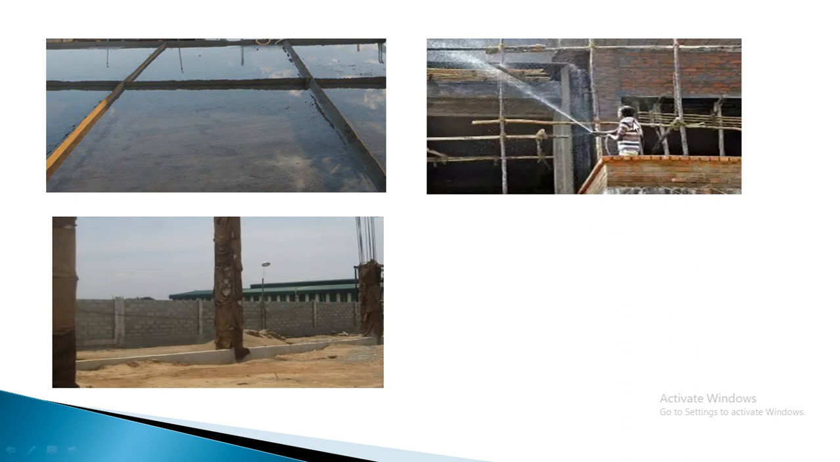These are some pics of curing. First one is pounding. Second is spraying water on beams and columns, and it is covered with jute bags. After that, water is sprayed.